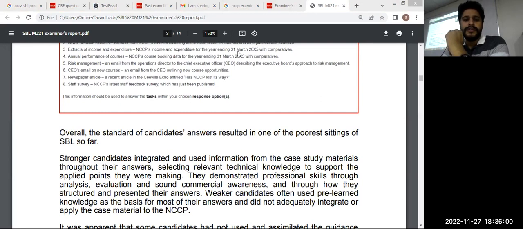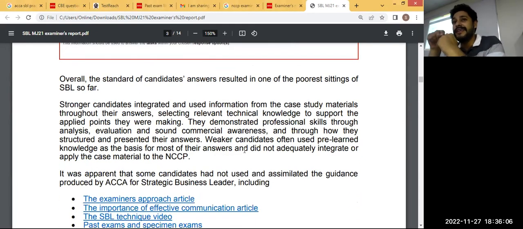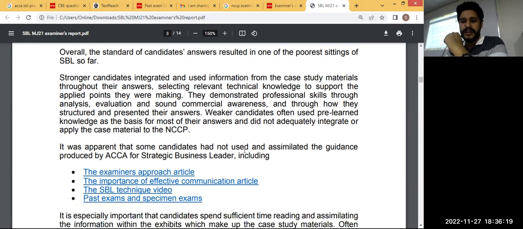Okay. So it says one of the poorest sittings in SBL so far. This means that since September 2018 till 2020, it was one of the poorest sittings. Stronger candidates integrated and used the information in the case study material throughout. This is always the same comment that the examiner gives. Weaker candidates often use pre-learned knowledge as the basis of most of the answer.